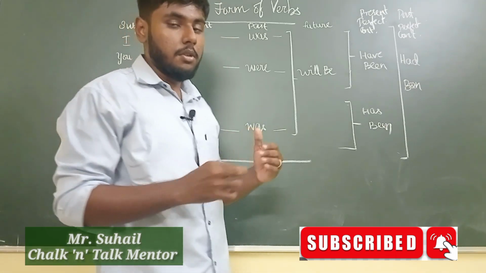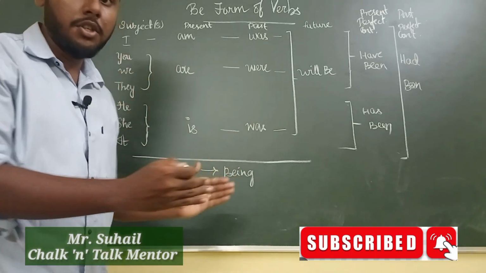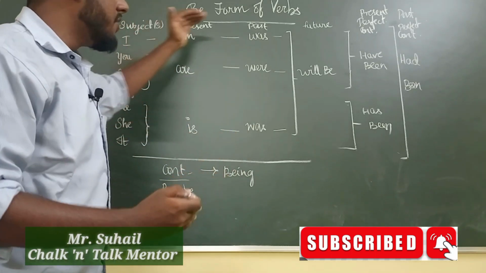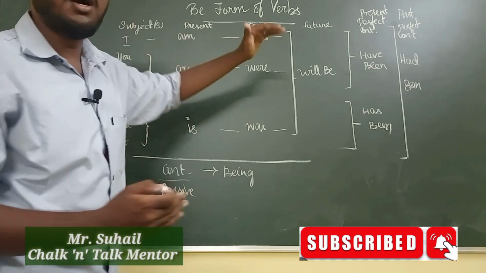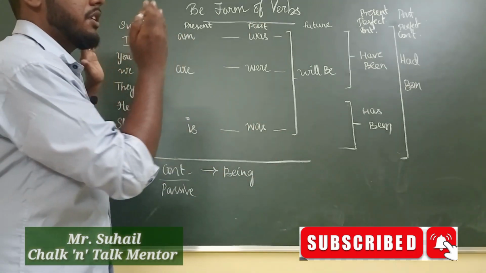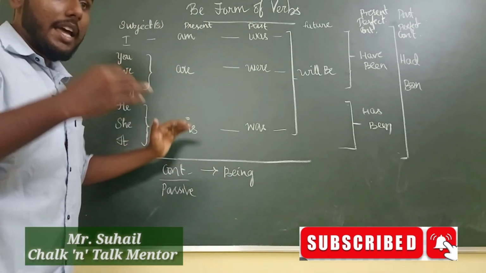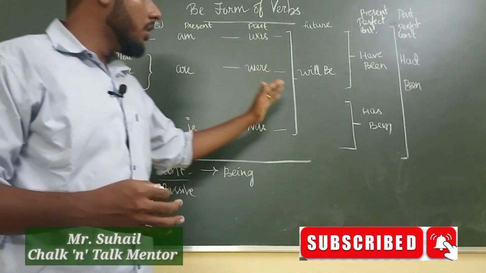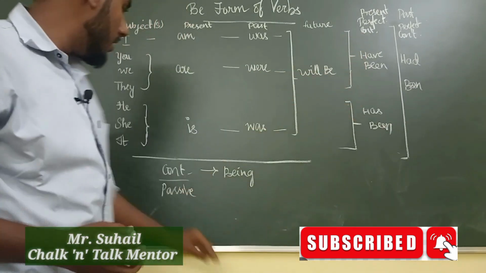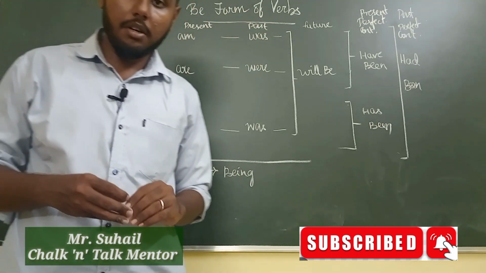So first we need to look into the chart that will help you to easily learn the be form of verbs and where we are using them. You will get the answer to this question by looking into this chart. So we have am, is, are, was, were, will be, have been, has been, had been, and being as the verbs which fall into the category of be form of verbs.